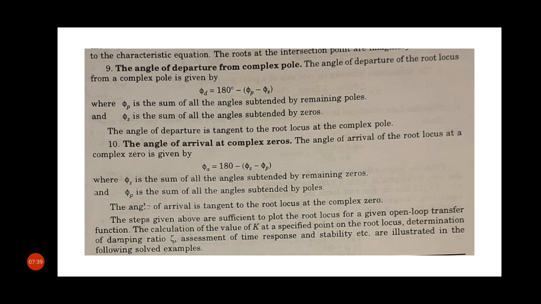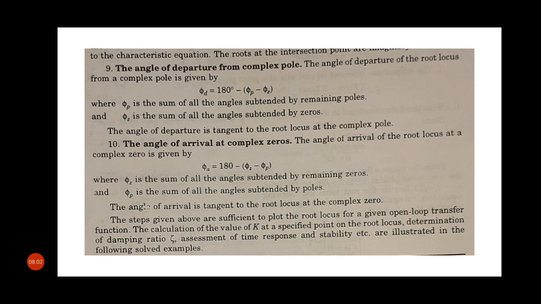So when we calculate the angle of arrival and angle of departure, if there are complex poles and zeros, then we will find the angle of departure for a complex pole. We will find the angle of arrival if there is a complex zero present in the system.